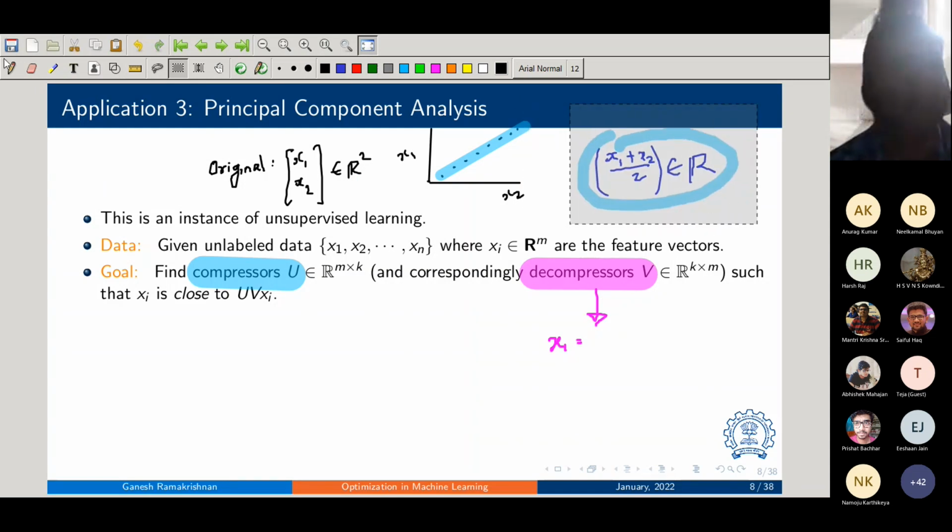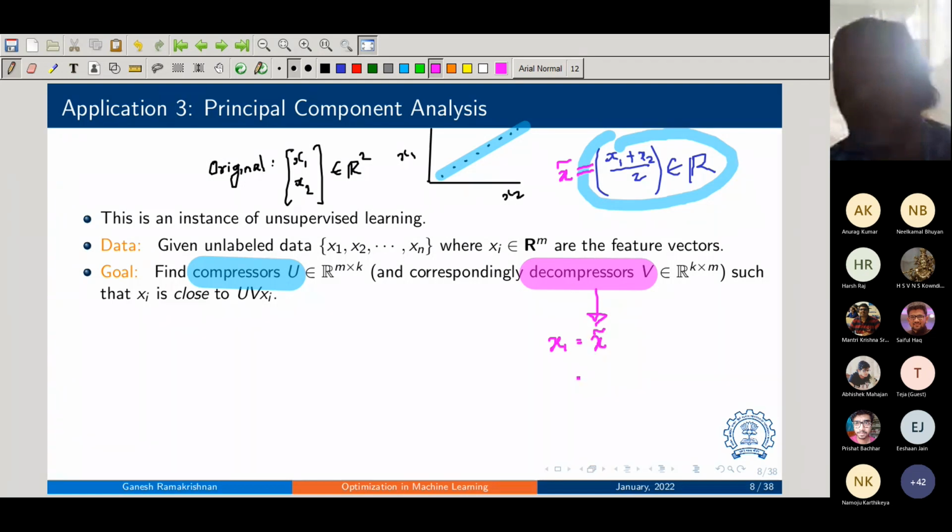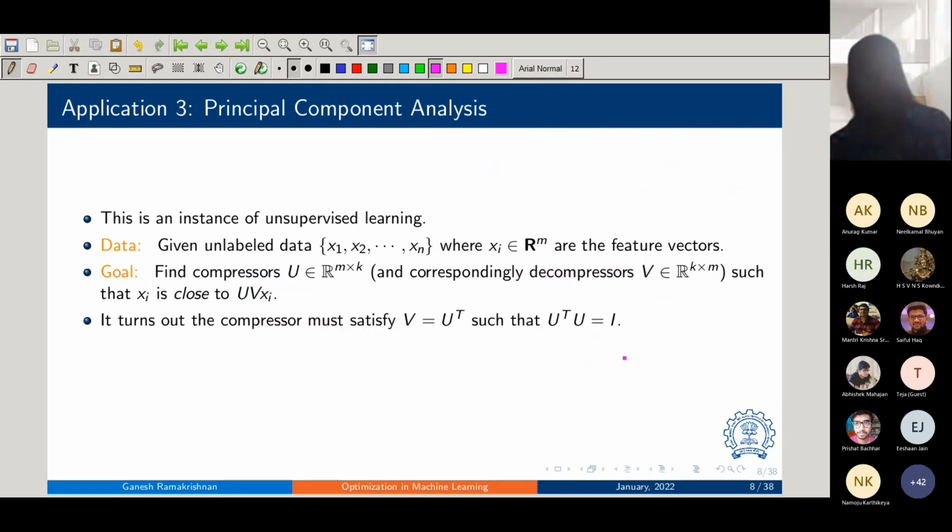Okay, let's give it a name. This is x tilde. So x1 is just x tilde. But yes, what you were alluding to: how would you obtain such a decompressor? Turns out that we are making some more assumptions here. It turns out that this compressor and decompressor must have this relation, that V is U transpose.